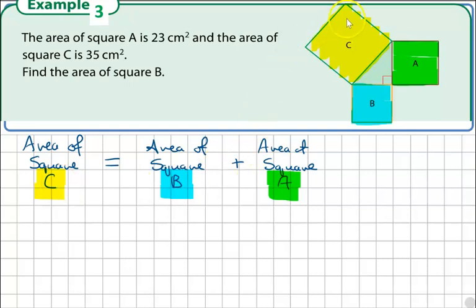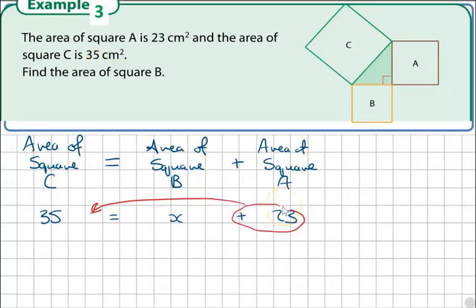So I have highlighted them in yellow, green, and blue to make it stand out. So the area of square C is equal to the area of square B plus the area of square A. The area of square C is 35. It's centimeters squared, but you don't need the centimeters squared for now. The area of square B, I'm going to call X because that's what we're trying to find. And the area of square A is 23.